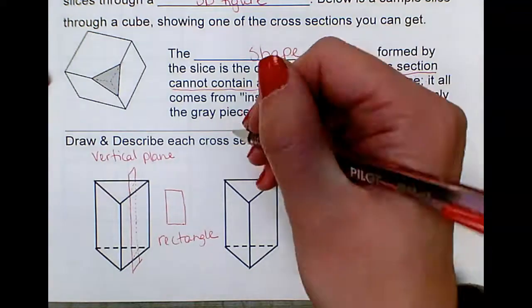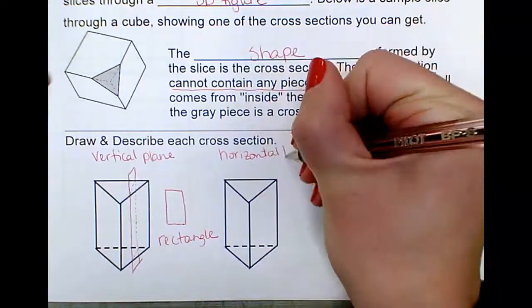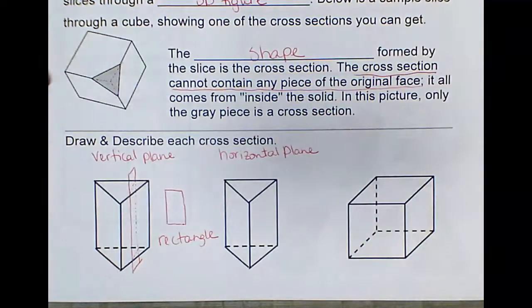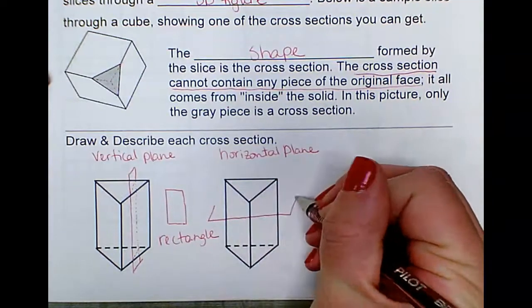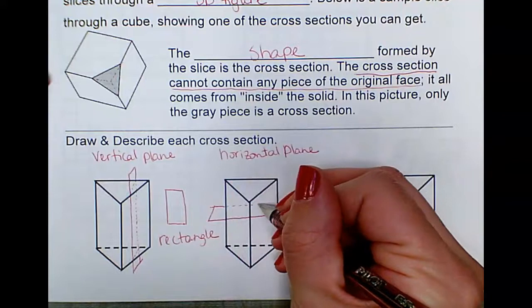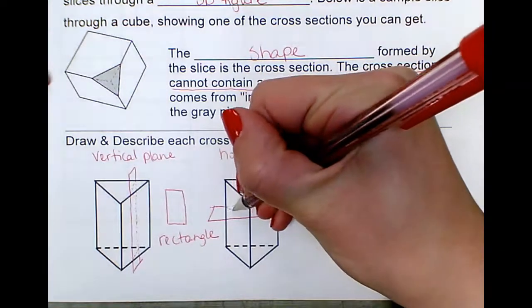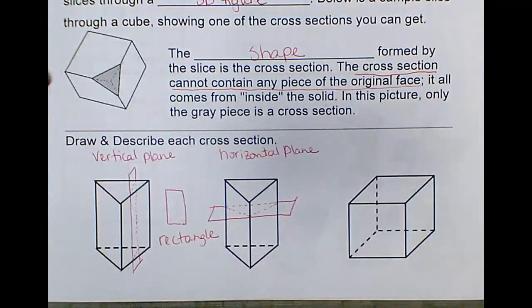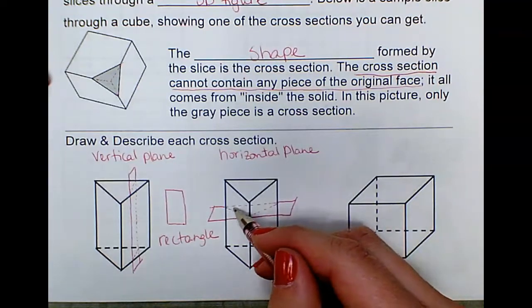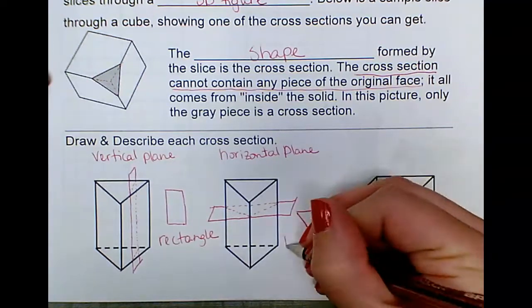Now let's talk about if you have a horizontal plane. So maybe we have a plane like this. So we have a plane like that, and it's kind of slicing in here, and it's coming out and slicing that way. So maybe we're taking this top part off. And if we're taking that top part off, the part that is exposed is this right here. So the cross section is a triangle.